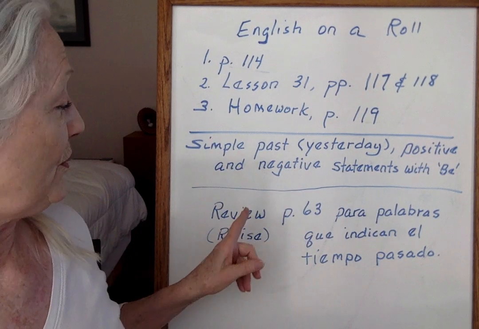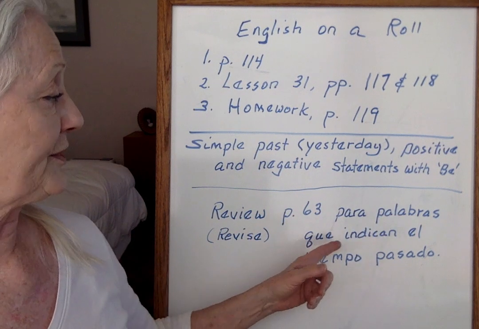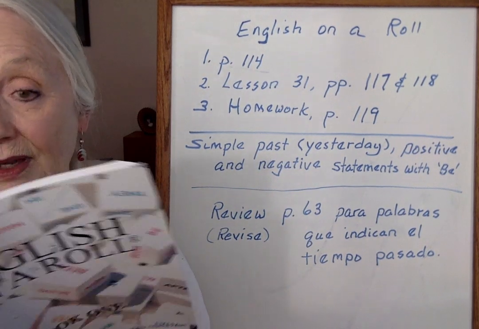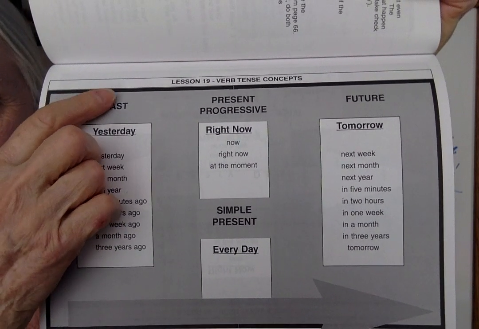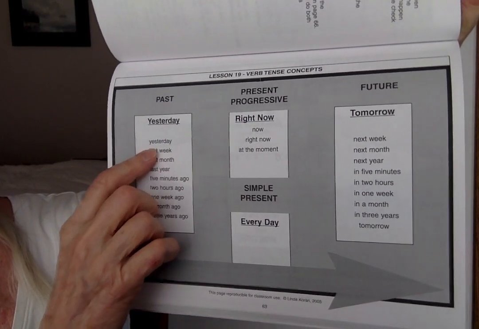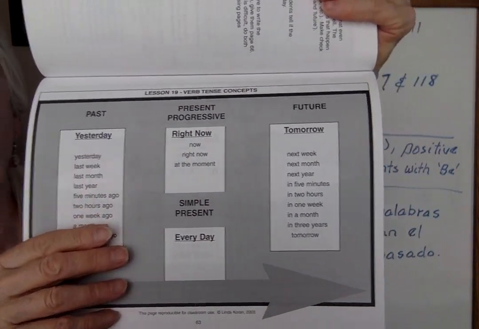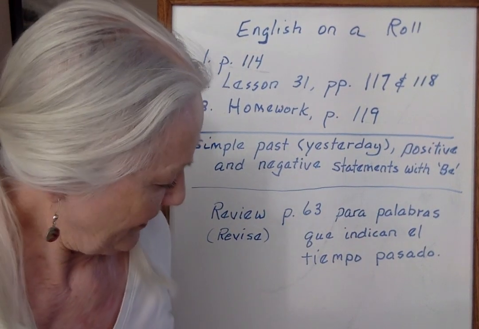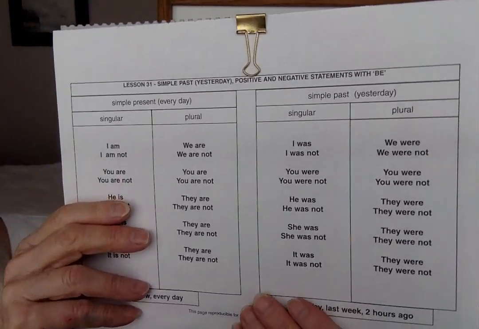Now, remember this. Review page 63 para palabras que indican el tiempo pasado. That's this. Here's page 63 in the book. So you see, for instance, here's pasado, here is yesterday. And we have different words, yesterday, last week, and so forth. A day ago, things like that. All right, so here, what we'll do now is work through this together.